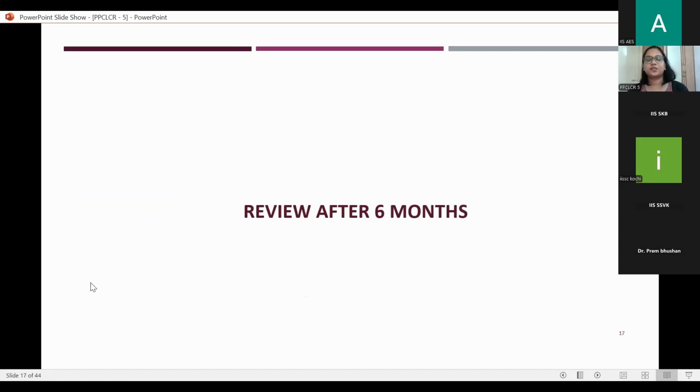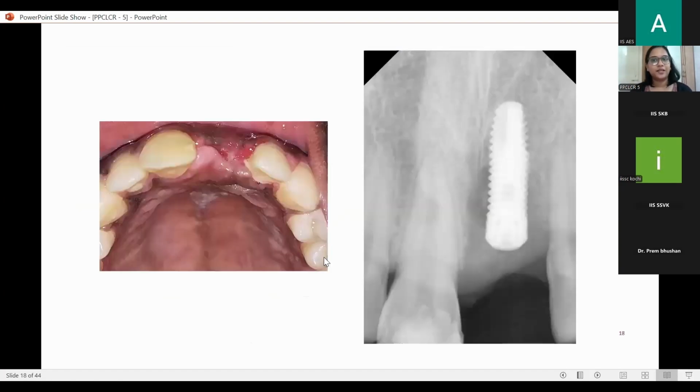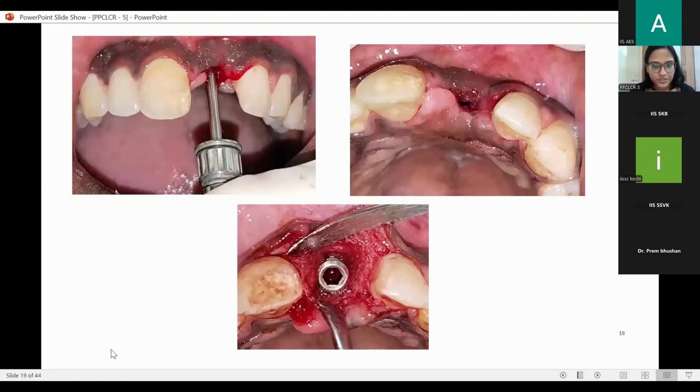Now the patient was recalled after 6 months, and on sounding, clear vertical bone loss was found in the labial region.